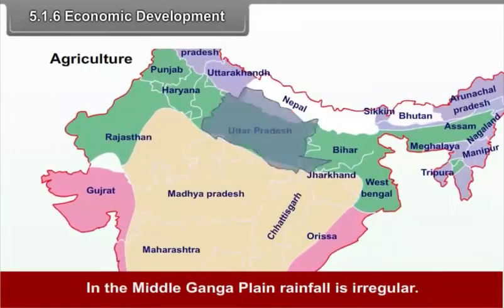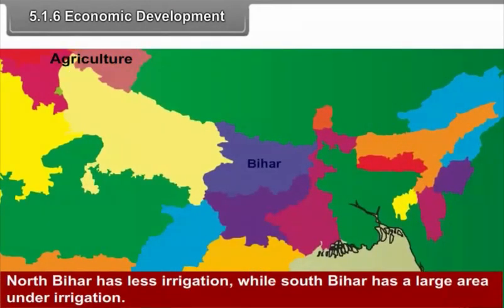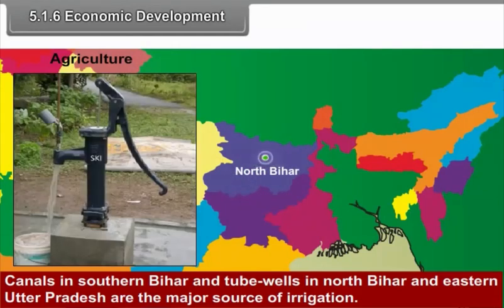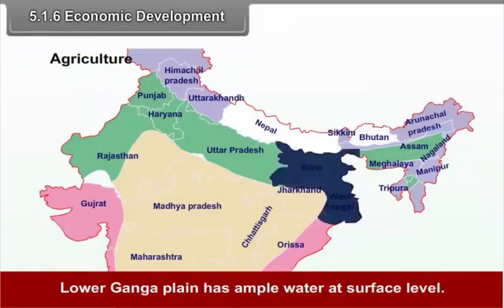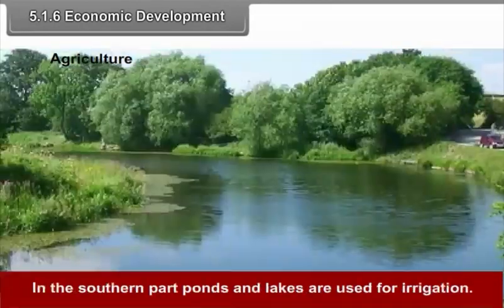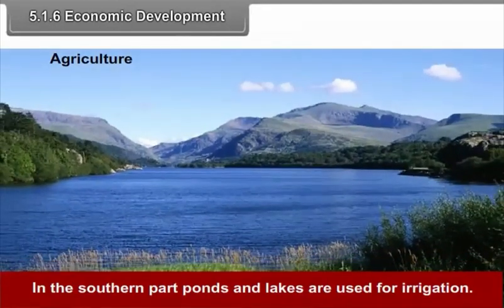In the Middle Ganga plain, rainfall is irregular. North Bihar has less irrigation, while South Bihar has a large area under irrigation. Canals in southern Bihar and tube wells in North Bihar and eastern Uttar Pradesh are major sources of irrigation. The Lower Ganga plain has ample water at surface level. In the southern part, ponds and lakes are used for irrigation.